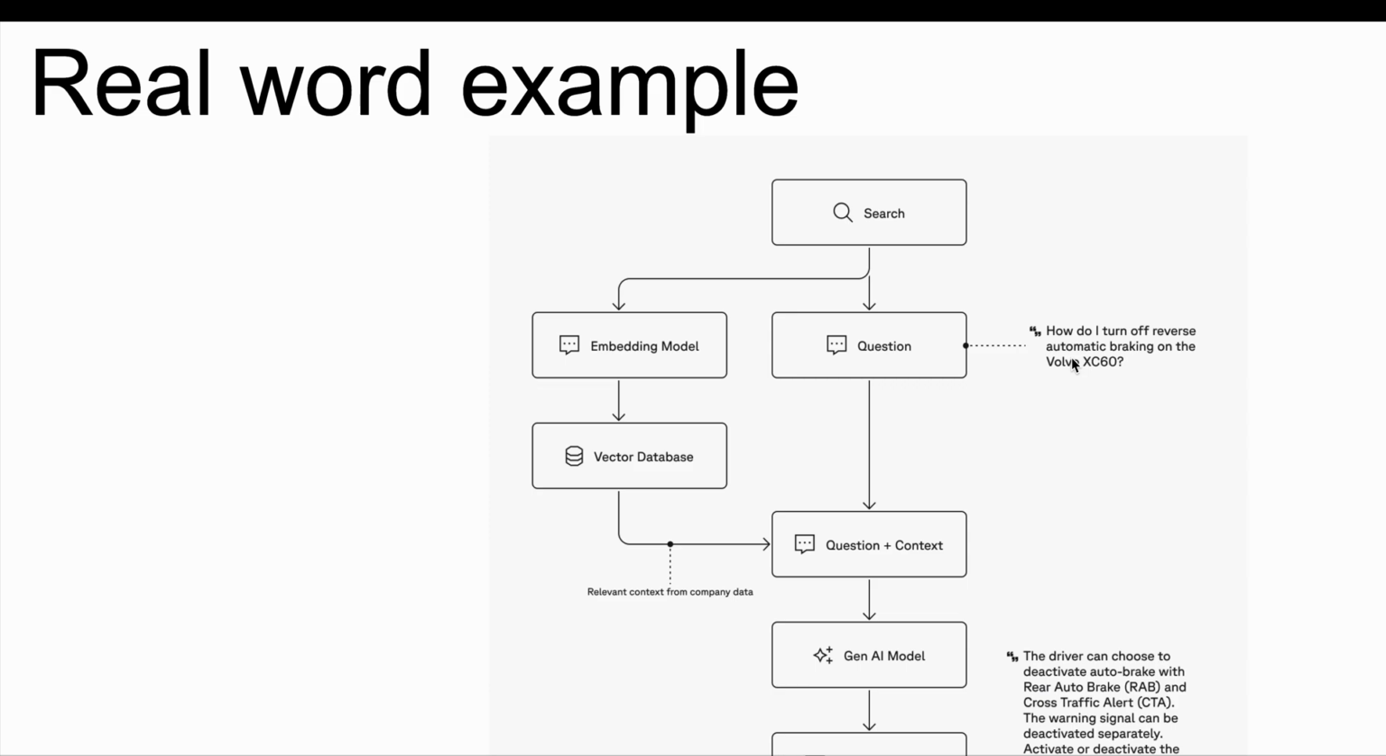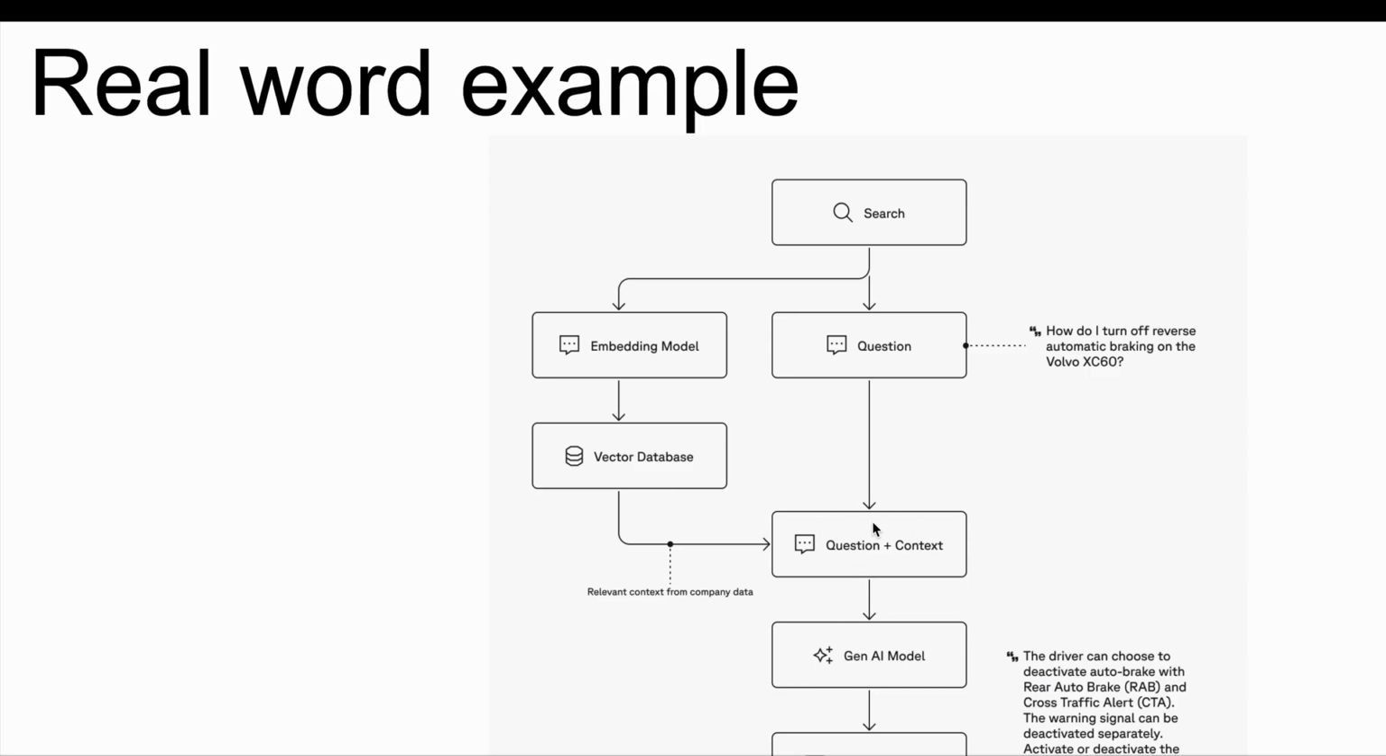So how does it actually work? If I search for how do I turn off reverse automatic braking on a Volvo, this question will create an embedding vector and be passed to the vector database. Now we'll find the relevant context from the company data. As we have the manual already ingested in our data source, this particular query embedding vector will be searched in the vector database and we'll get matching results. Let's say we get 5 results around automatic braking, right?